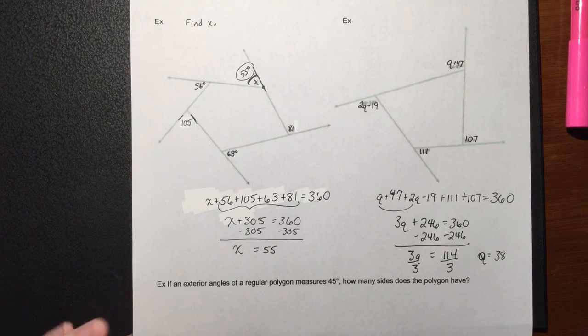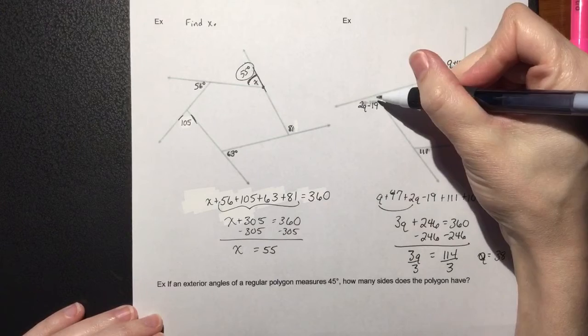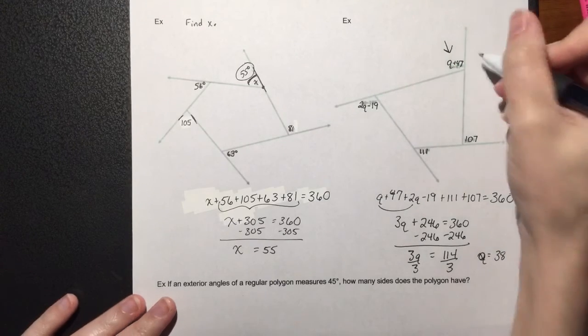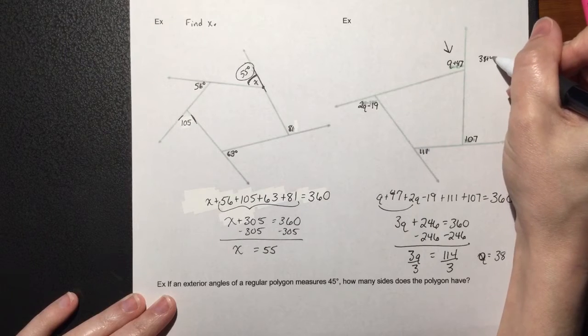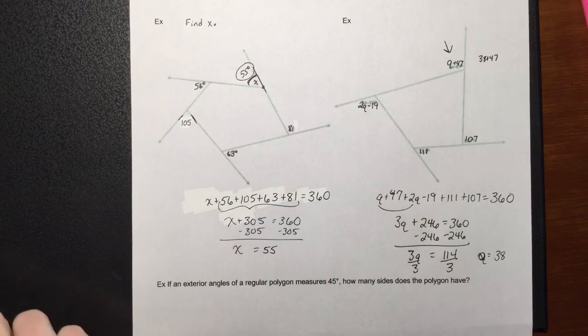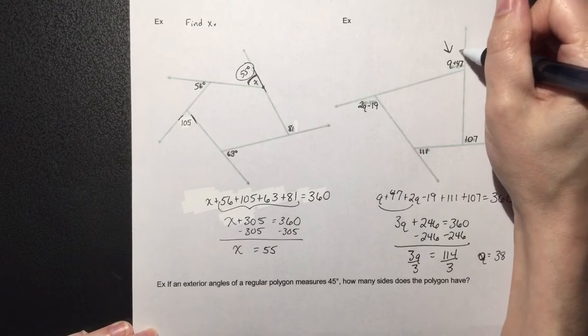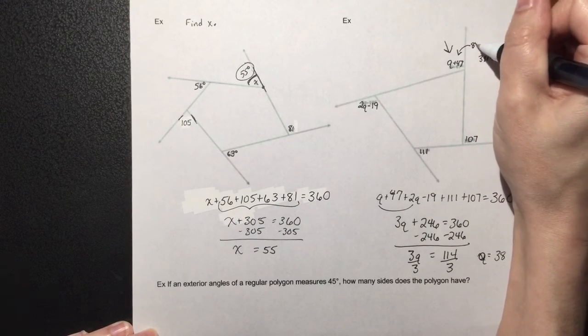I don't think, in the practice that you have for this one, they have you say what is the value of this whole entire angle, but if they do, you would just do 38 plus 47, and then that would tell you this angle right there would be 85 degrees.